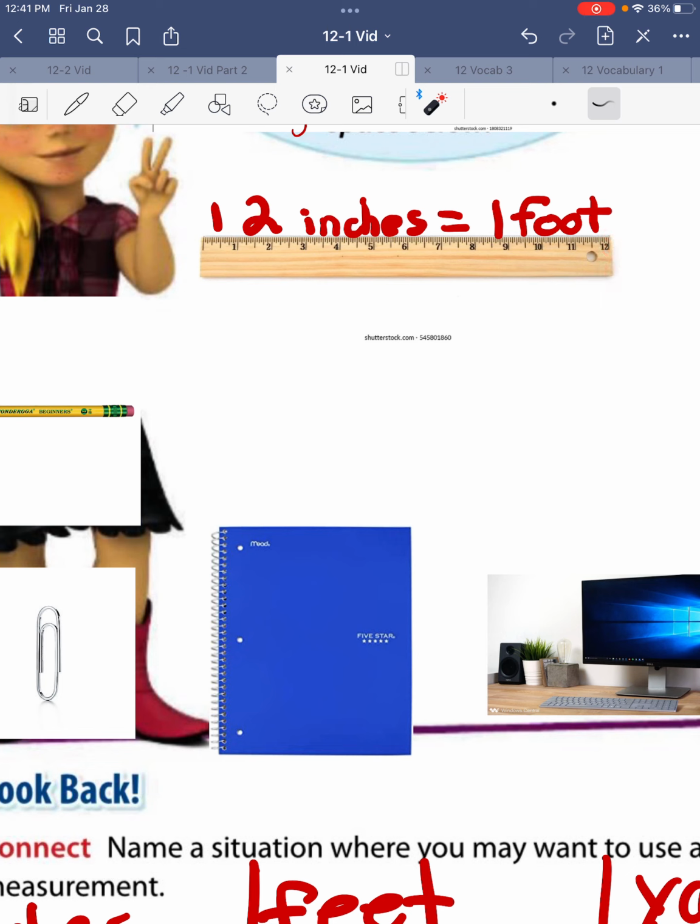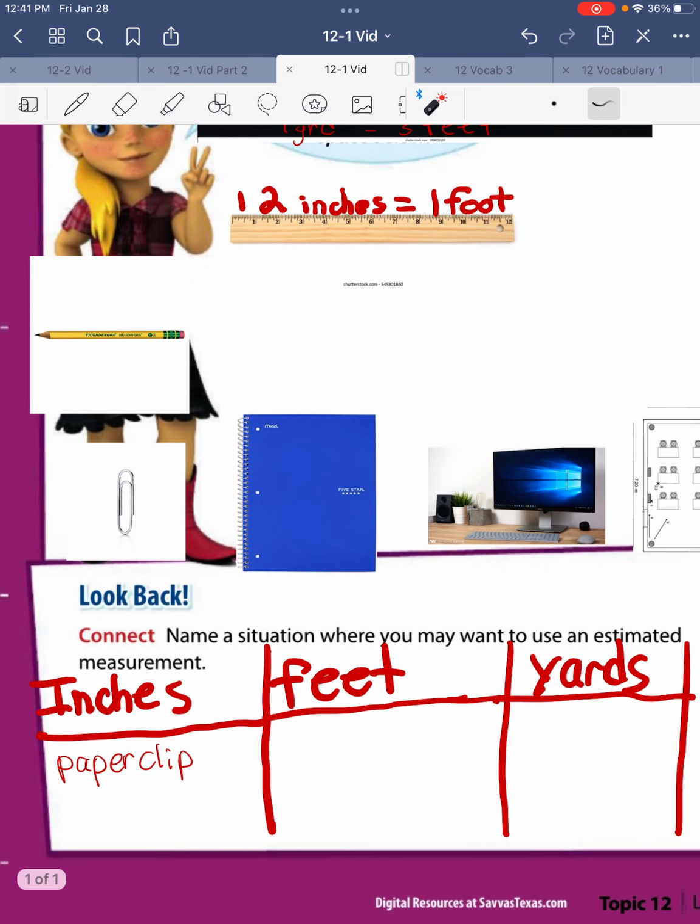If you're at home, you have a notebook journal, you have a ruler, try it out. I'm pretty sure the notebook journal would be around here, 12 inches, okay? So you would use feet. For feet, I'm going to put notebook.